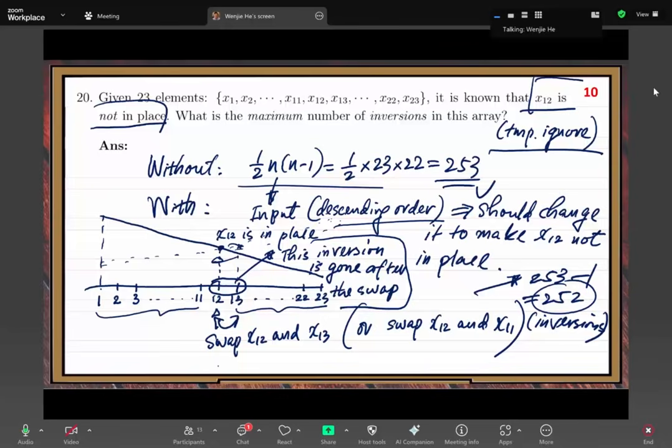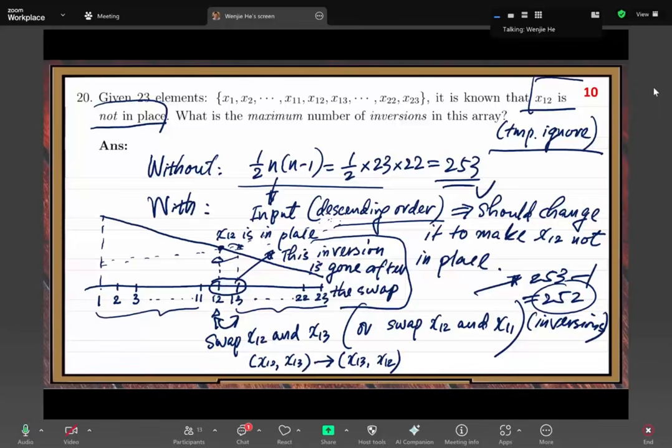We only change one inversion here. Because, all right, so here, what do we change? If I write here x12, x13, before we do the swap, we have this pair. The pair is like this. After the swap, we get this pair. So that's the only change we made in this array.